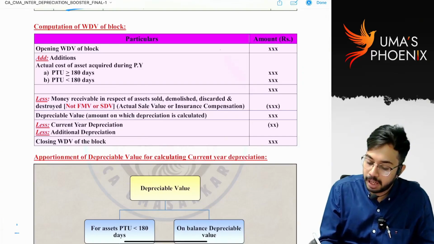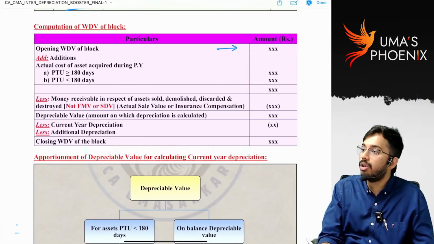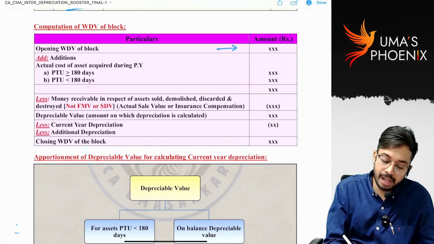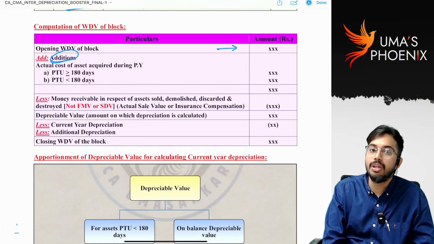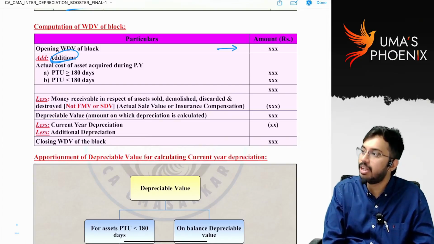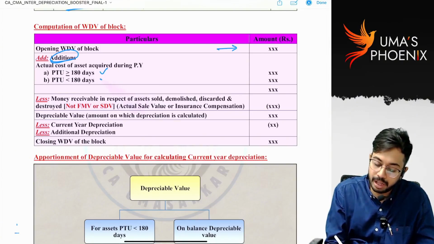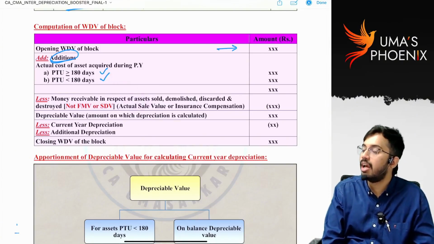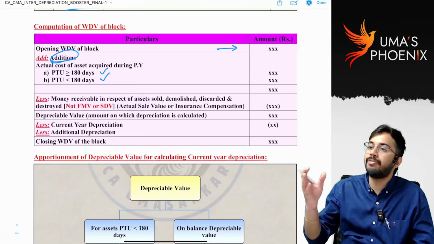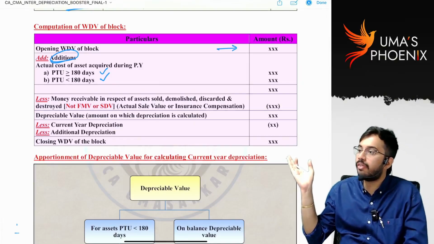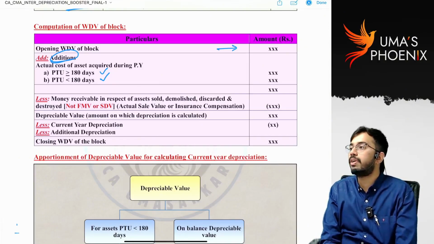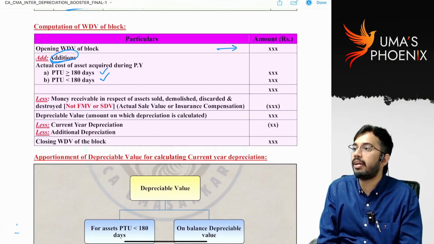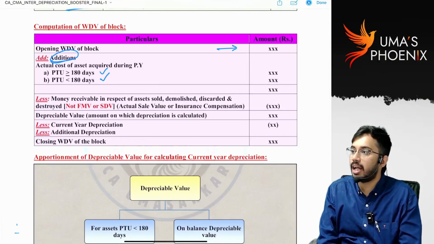There will be opening written down value of the block. To opening written down value, we will add additions. Additions are classified into two types. Those additions which are put to use for greater than or equal to 180 days, those additions which are put to use for less than 180 days. Why are we classifying? Because if asset is put to use for greater than or equal to 180 days, we will calculate full rate. If asset is put to use for less than 180 days, we will calculate only half rate. That's why we are classifying.